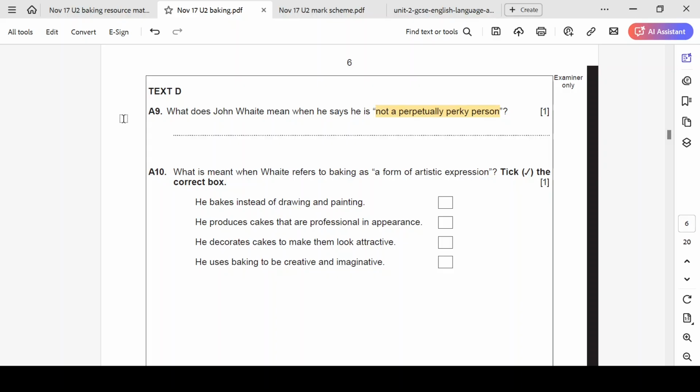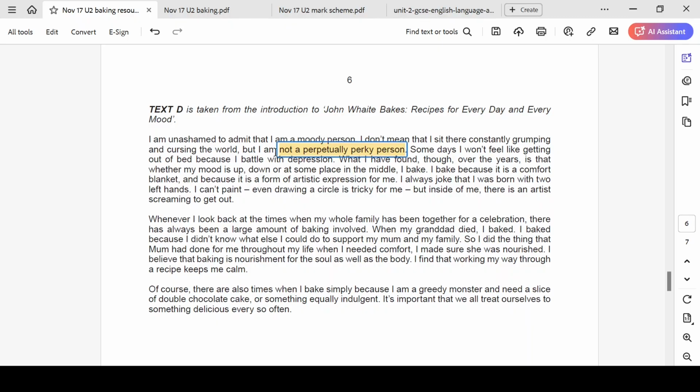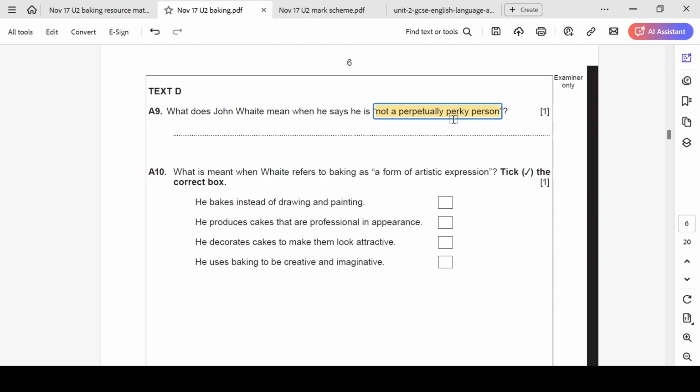It's a slightly tricky one, this one, because it does depend partly on your understanding of these words. Just reading the sentences around it on their own isn't going to do the whole job, I'm afraid. So it does test your vocabulary. Most people probably know the word perky means sort of upbeat, cheerful, doesn't it? But a lot of people perhaps wouldn't know the word perpetually. As an English teacher, of course, I do, but not everybody would know what it means. So if something is perpetual, it means forever or constantly. So if he says he's not a perpetually perky person, he is, in other words, saying he's not constantly cheerful, he's not permanently upbeat and happy.